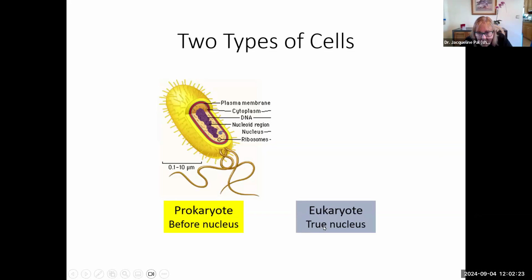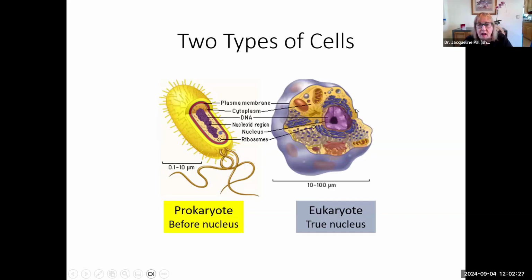Just take the U and E of true, switch those letters around, and you have eukaryote. Right here, it has a true nucleus. Notice both of these have plasma membranes. Both of these have cytoplasm containing organelles, such as ribosomes and some other stuff going on.